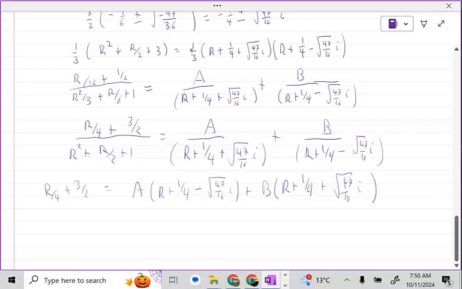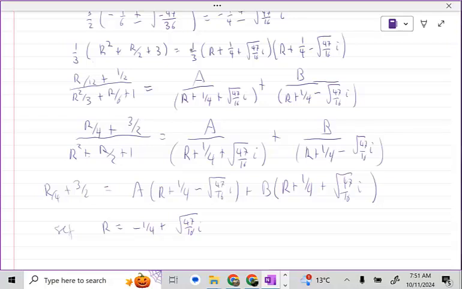Right. Now the way to get these more right away is to notice that when r equals this root, then the a coefficient goes away and you just get b. Right. Similarly, when this coefficient is equal to 0, when r plus 1/4 and so on is equal to 0, then the a goes away and you just get the b. Right. So I'm just going to set r equals negative 1/4 plus square root of 47/16 i. If you don't know this way of doing partial fractions, it's by far the simplest way.